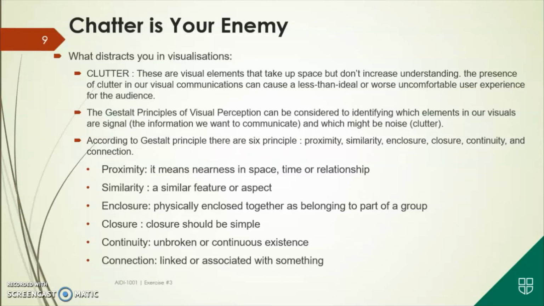Proximity means the nearness in space. Similarity means we should keep a similar feature or aspect. Enclosure means physically enclosed together as belonging to a part of the group. And next one is closure. We have to close, or the end part of the summary will be a symbol. Then continuity means there should be a continuous unbroken existence of the data or the information. Next is connection. That means all the visual aspects must have a connection with the other one.